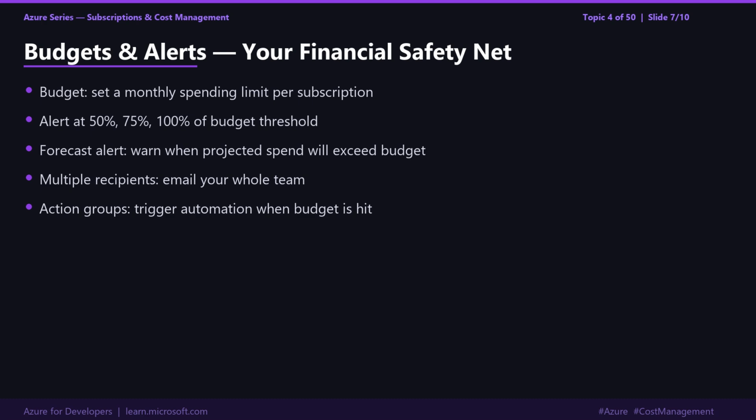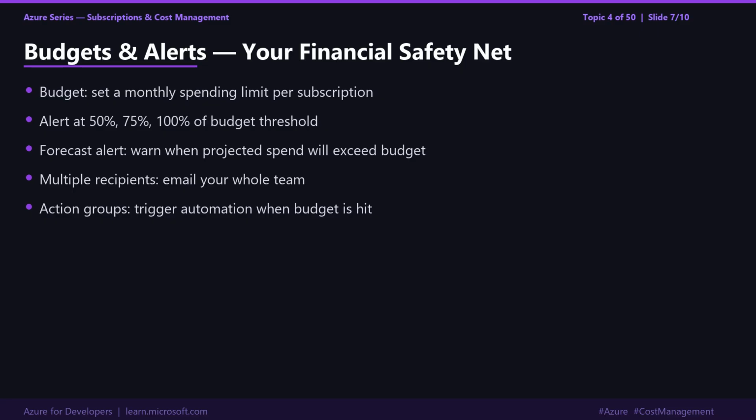For advanced users, budgets support action groups, automated responses when a budget is hit. You can trigger a Logic app or Azure function that automatically shuts down non-critical resources when you hit 100% of budget. This is how teams prevent runaway costs entirely.